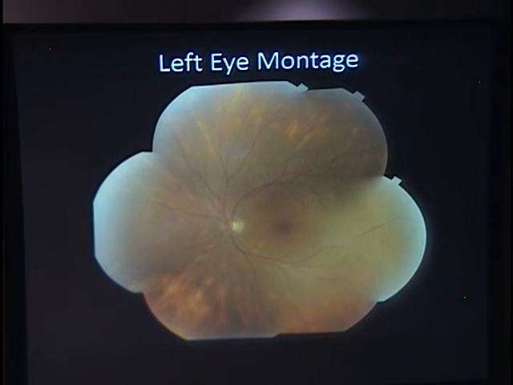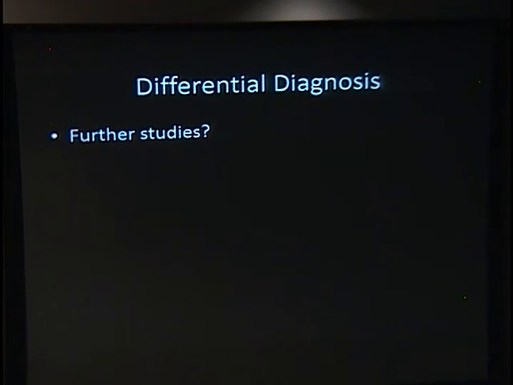Her left eye looks very similar. One plus haze. The disc looks sharp. Vessels look normal. Again, blonde fundus, but possibly some interesting hypopigmented lesions in the mid nasal periphery. So before we get to a differential diagnosis, there are other studies we can perform, and so we got those. I'll shout out what you would get for this patient: fluorescein angiogram, ICG, autofluorescence, OCT.